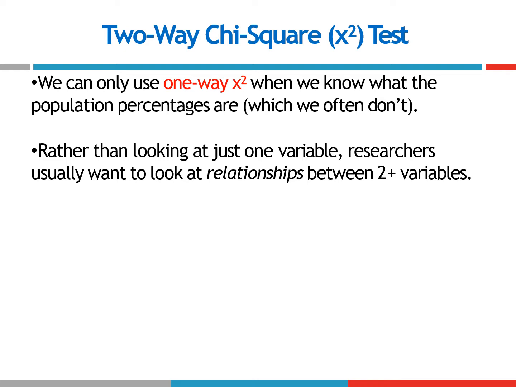But oftentimes we don't have access to the population. And a lot of times, rather than just focusing on a single variable, whether it's a continuous variable or a categorical variable, researchers actually want to look at a potential relationship between multiple variables. So how do we do that?